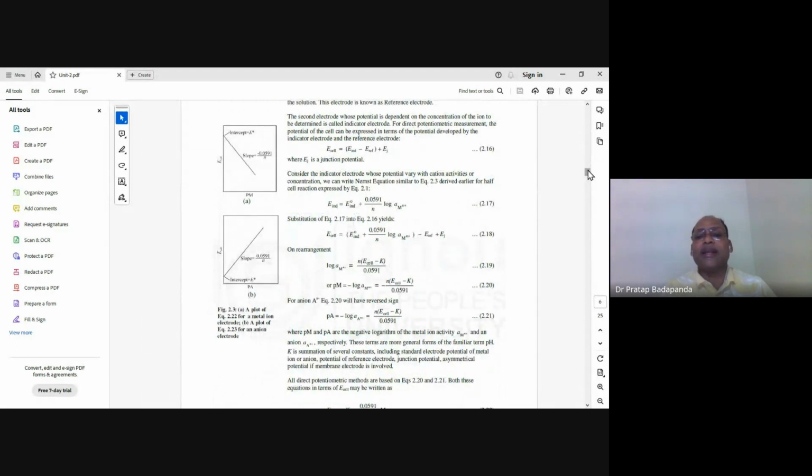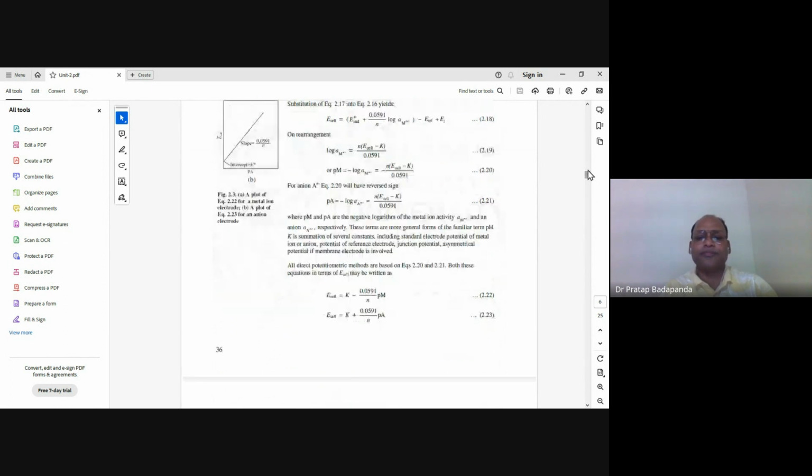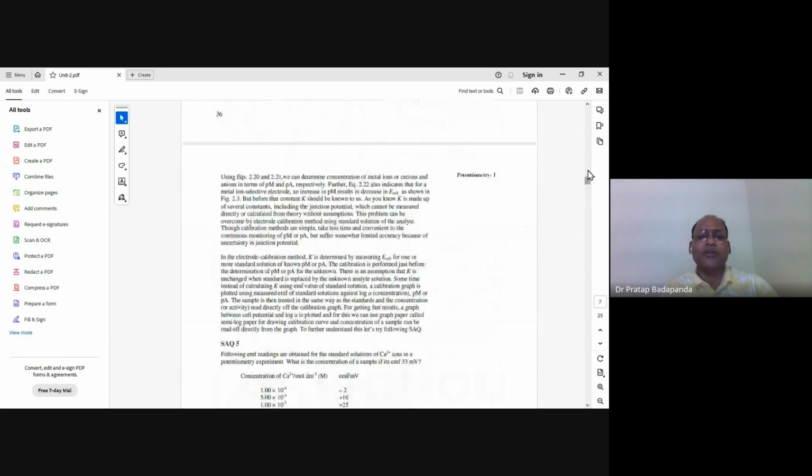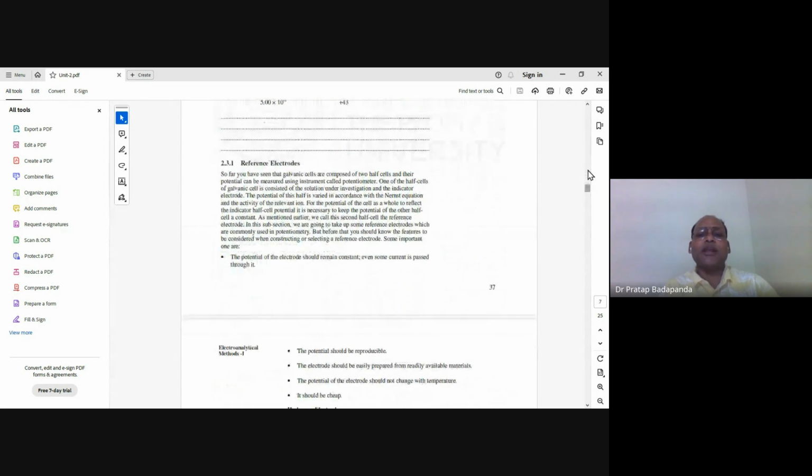So E indicator is equal to E naught indicator, and I told you that in the PPT also. E indicator is equal to E naught indicator plus 0.05 log. Plus is given here because otherwise the value would be negative, and a negative value should not be calculated. So that's why plus is given here, as we discussed earlier. Now we will come to the reference electrode.